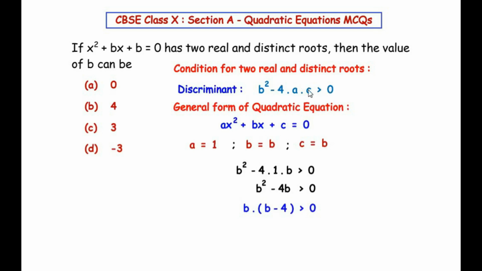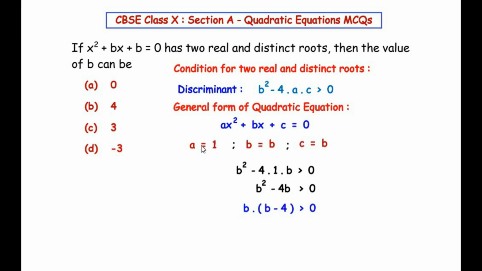So once we have written the condition, next we have written the general form of quadratic equation, which is ax square plus bx plus c equal to 0. Now comparing the general form with the given equation, we can say that the value of a is equal to 1 because both are the coefficients of x square. The value of b is equal to b because both are coefficients of x. And the value of c is equal to b because both are constants.